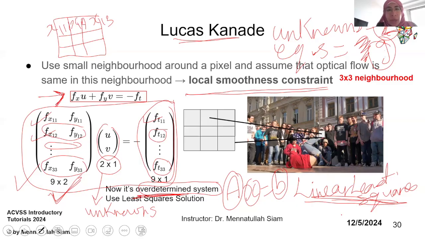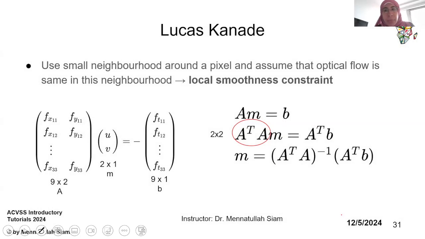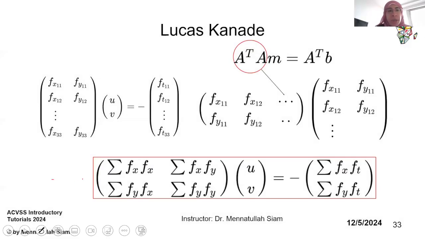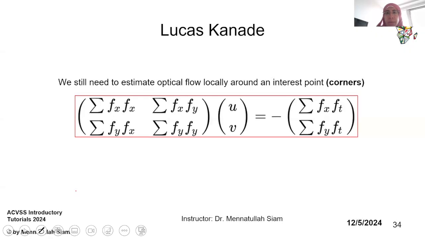So yeah, I think we can stop here, and next time. So this is the least square solution. Next time we can go through it in a bit more detail. I'll show you at the end, this is the final equation we will be using, which is derived from doing the least square solution, and we will show you how to compute these.